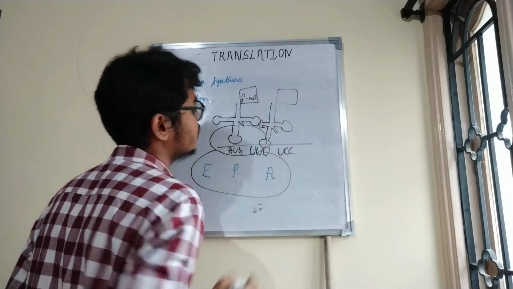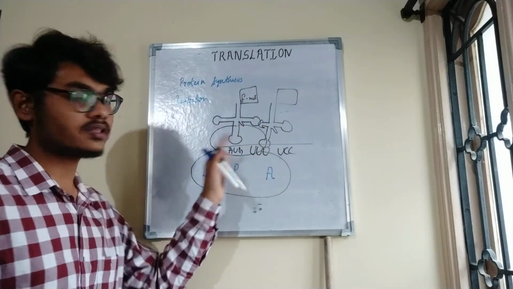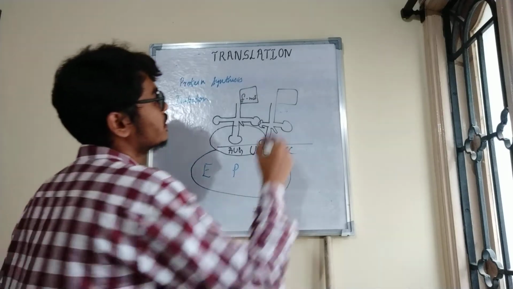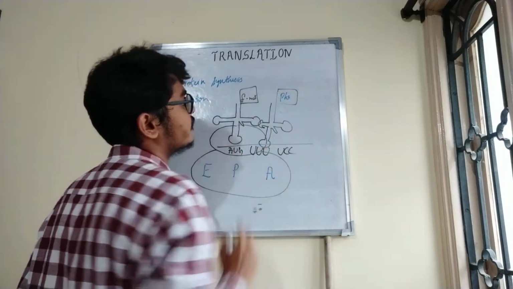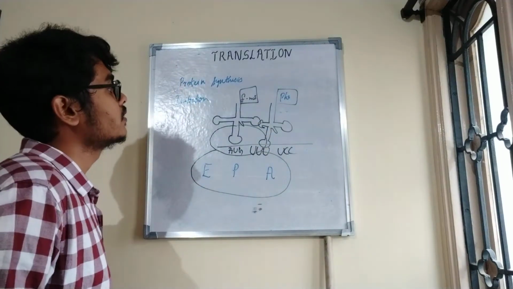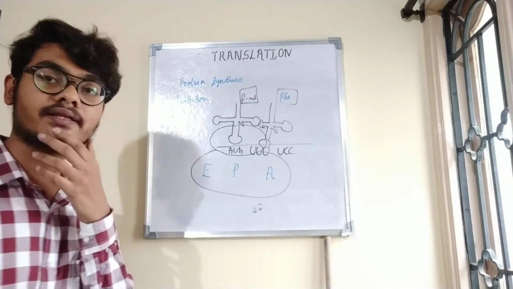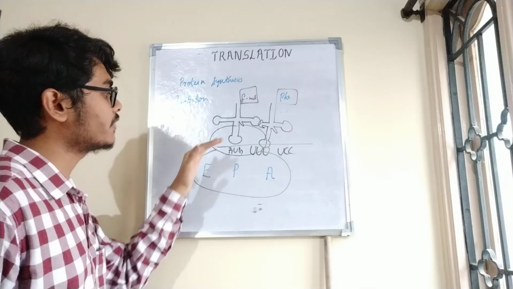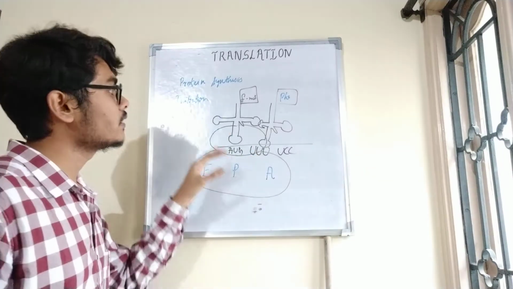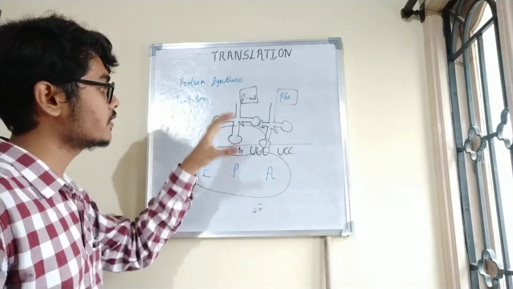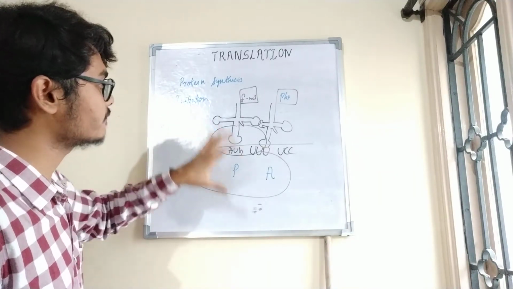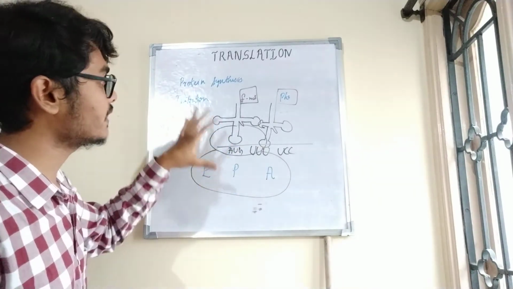As I told, every sequence corresponds to a specific amino acid. So UUU codes for phenylalanine. Now what happened? The two tRNAs have come, and they have attached to the codons by the anticodon arm. Now even the ribosome is completely assembled, everything is now done.